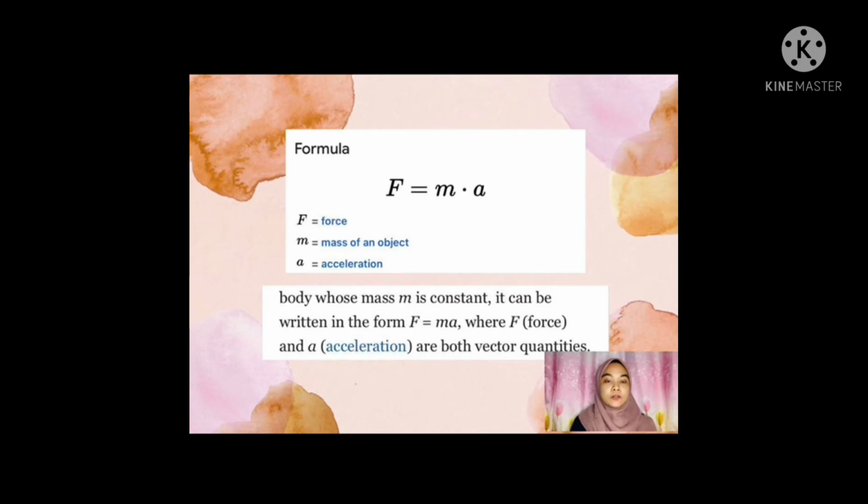For a body whose mass m is constant, it can be written in the form F = ma, where F and a are both vector quantities. If a body has a net force acting on it, it is accelerated in accordance with the equation. Conversely, if a body is not accelerated, there is no net force acting on it.